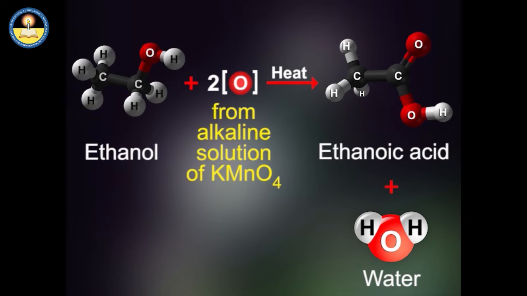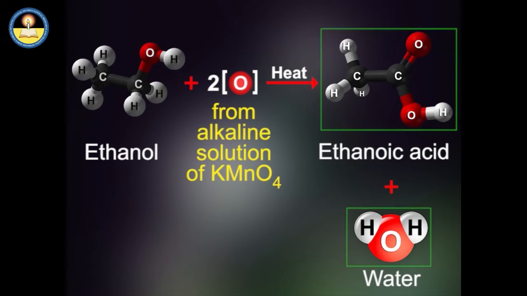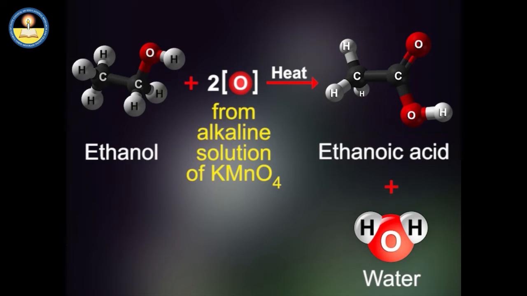The oxidation reaction of ethanol to ethanoic acid can be represented as shown on screen. Ethanol reacts with nascent oxygen on being heated to form ethanoic acid and water. Here, alkaline solution of KMnO4 acts as oxidizing agent. An oxidizing agent supplies nascent oxygen atom.